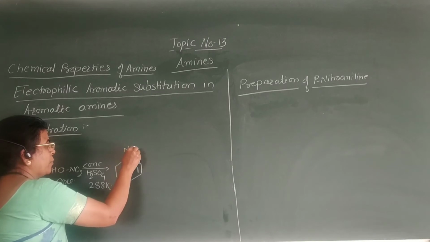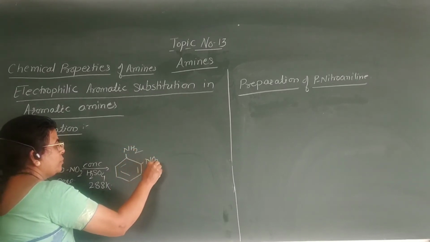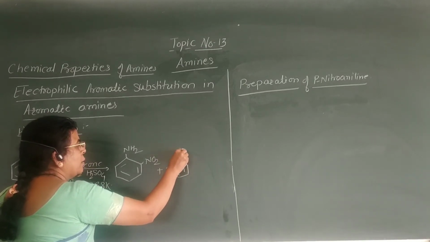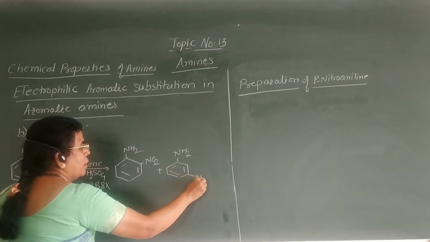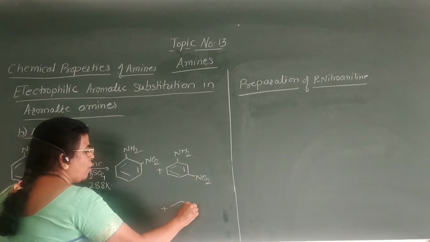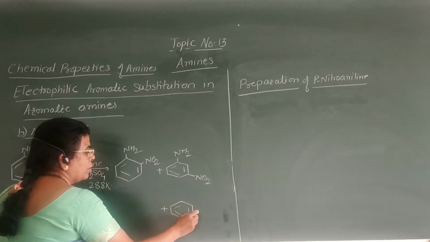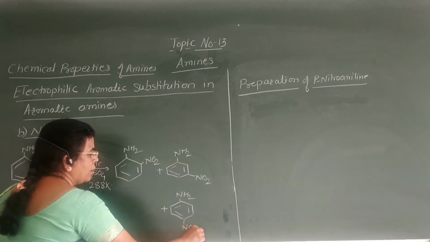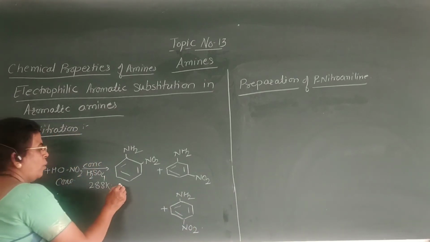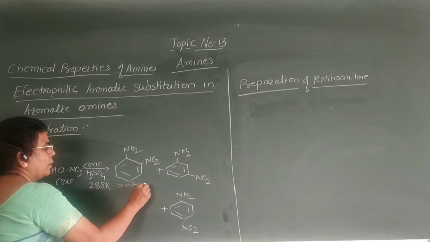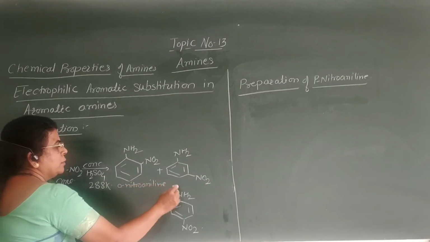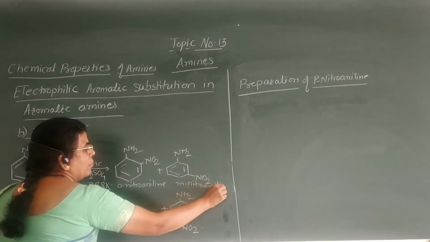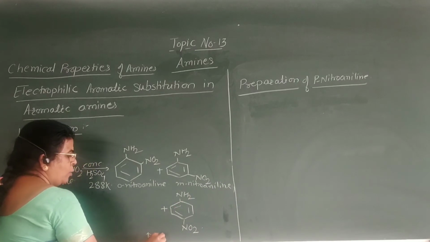orthonitroaniline, then metanitroaniline, plus paranitroaniline. This is orthonitroaniline. This is metanitroaniline. And this is paranitroaniline.